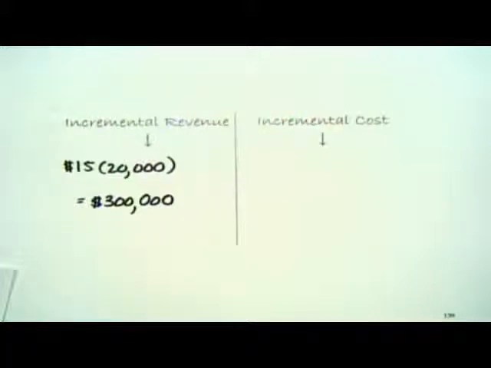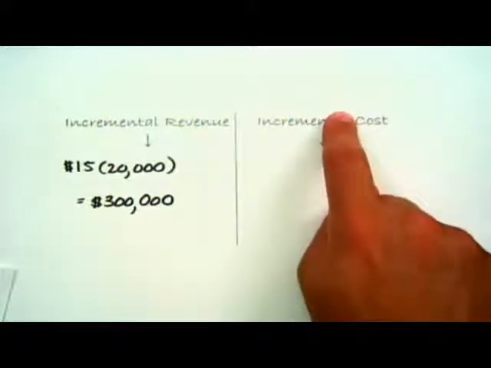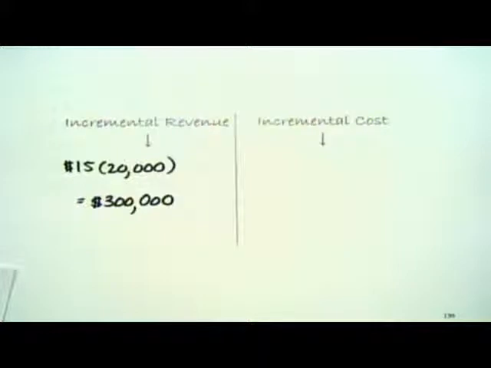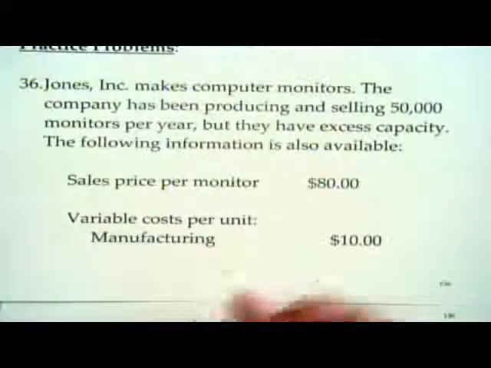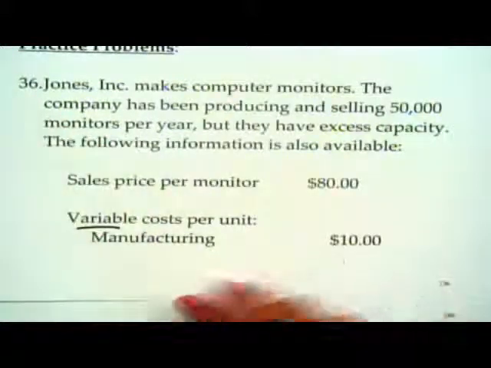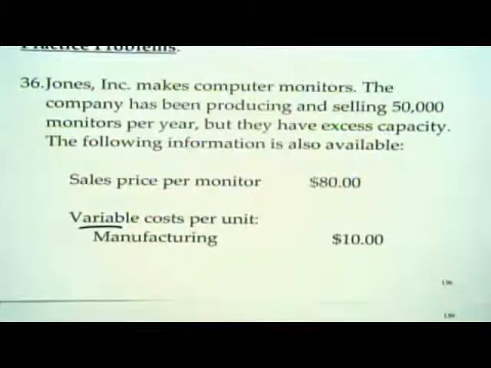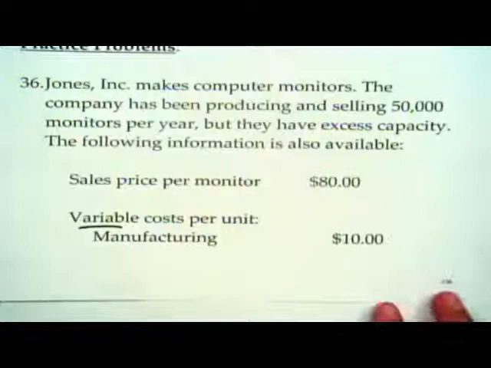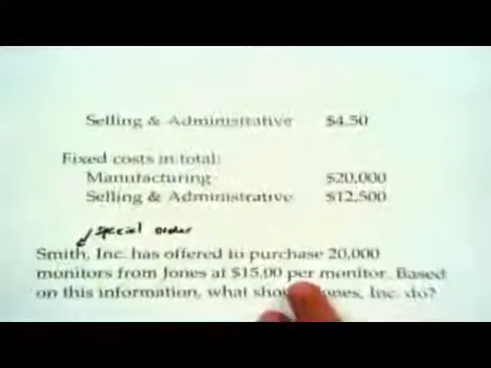But now the incremental cost is where we got to get a little bit crafty and figure out what costs do and don't matter to us. Well, let's look. The variable cost per unit, guys, are as follows. Our manufacturing variable costs are $10. Do those matter, yes or no? Yes, they do. Going down the list, do these selling administrative costs matter?